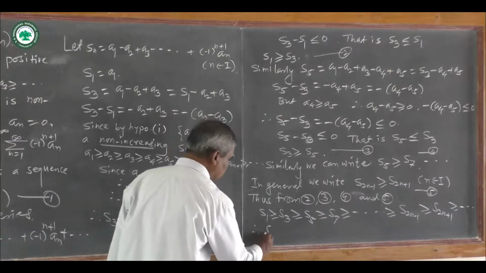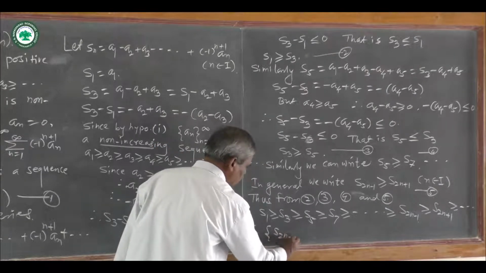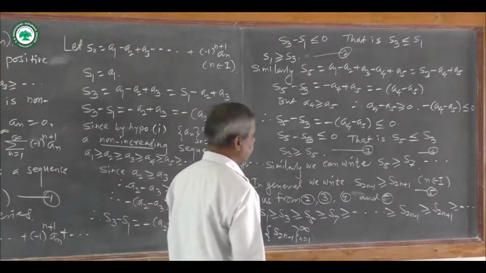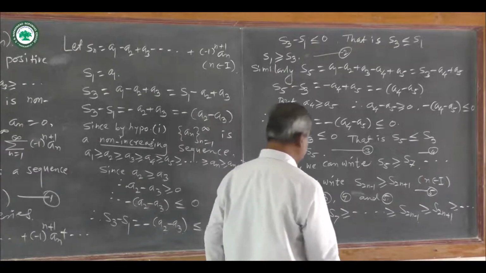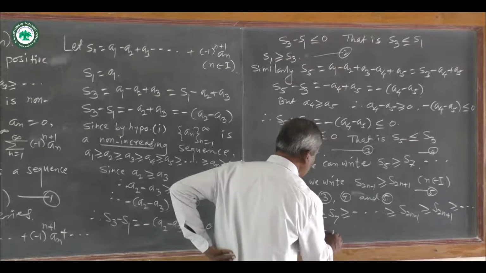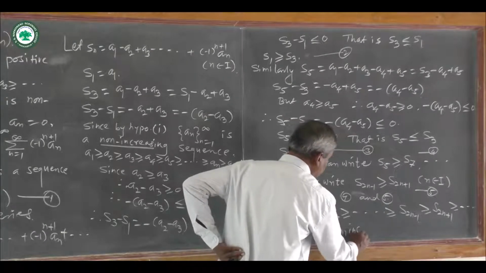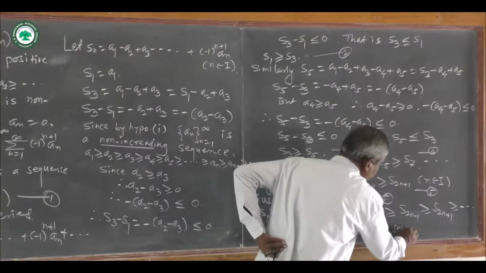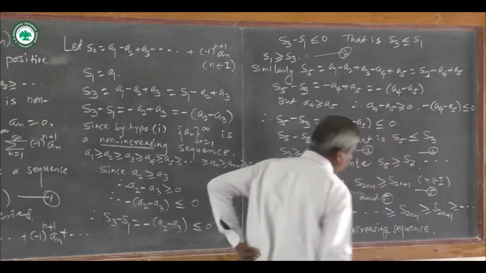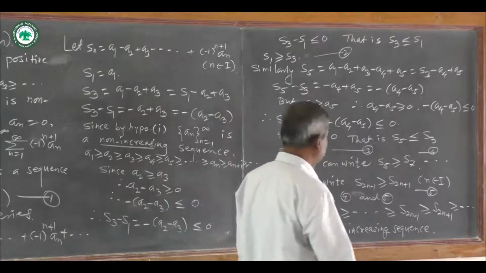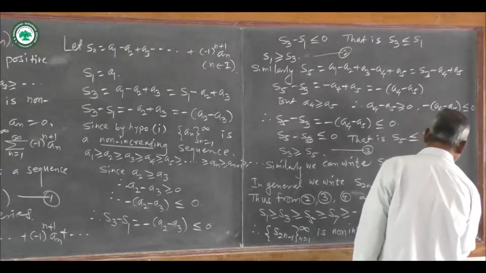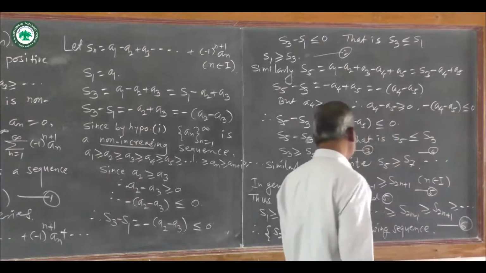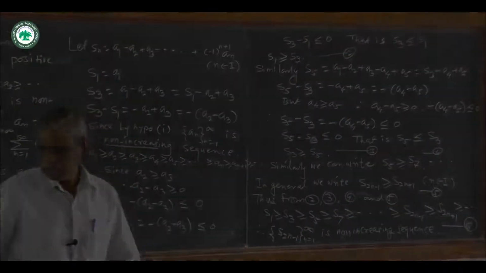Therefore, the sequence S suffix 2n minus 1, n equal to 1 to infinity, is a non-increasing sequence. This sequence is a non-increasing sequence. This is statement number 6. Non-increasing sequence.